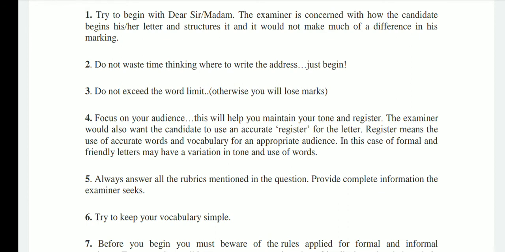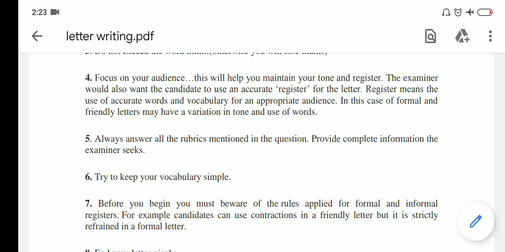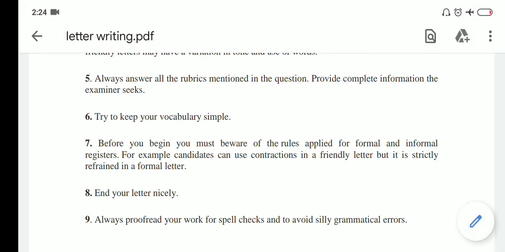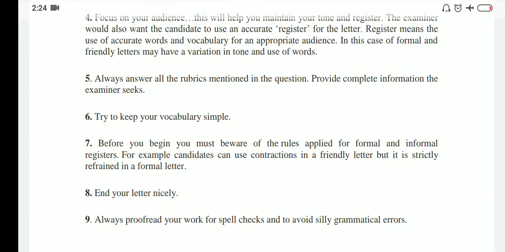The fifth very important point is always answer the rubrics mentioned in the question. There are three rubrics given. I will show you the example of this as well shortly, that how those three rubrics or three points or three tasks are given to you that you need to cover. Keep your vocabulary simple. Before you begin, you must be aware of the rules applied for formal and informal register. For example, again I am repeating that I have a lesson on this YouTube channel relating to formal writing and informal writing. You can go through that lecture.